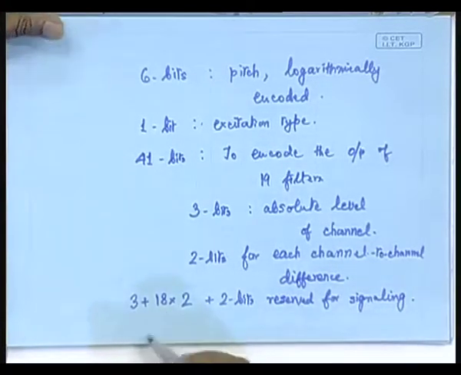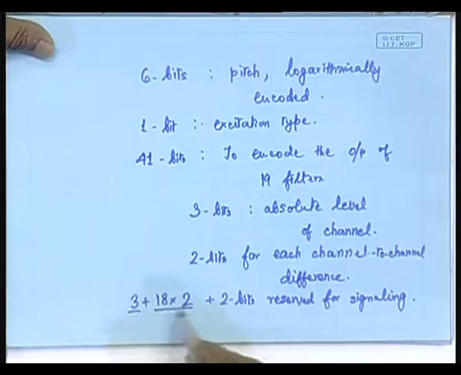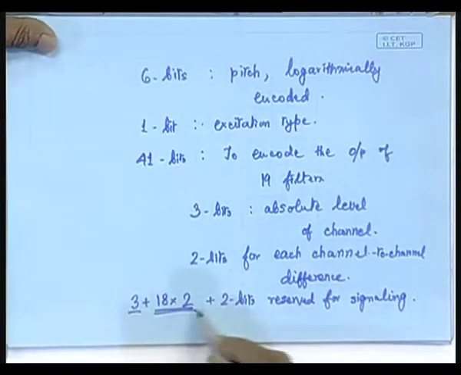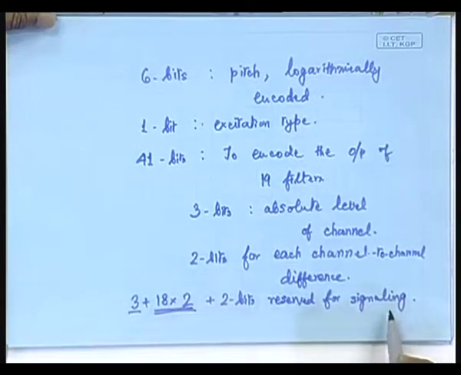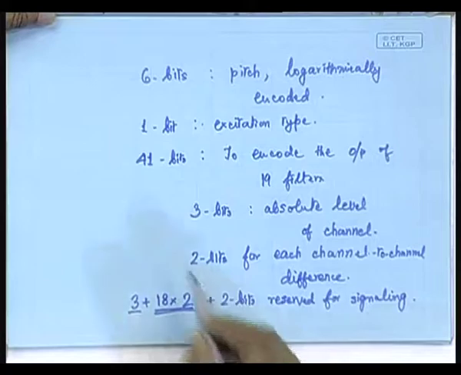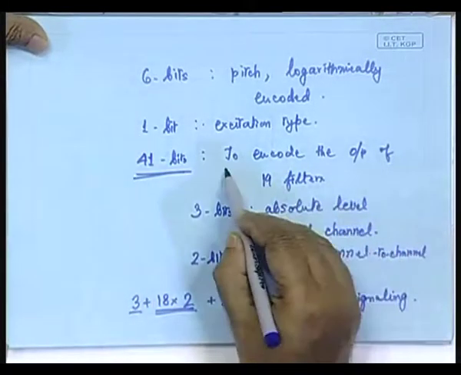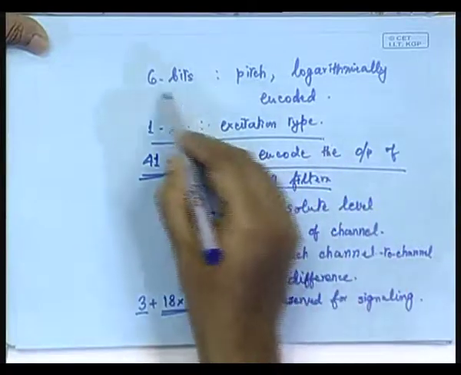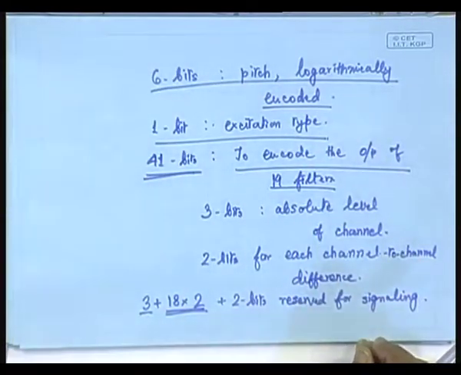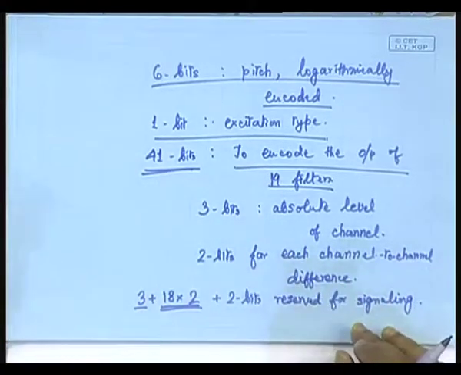So, in all we have 3 plus the 18 channel to channel differences, which is 36, plus 2 bits for signaling, all total 3 plus 36 plus 2, 41 bits. So, 41 bits for all the 19 filters, 1 bit for excitation, 6 bits for pitch. These things together make it 48 bits. So, 48 bits we need to encode for every 20 milliseconds of time, requiring 2400 bits per second, which is pretty low. I mean, astonishingly low if you compare that with the regular PCM's bit rate.